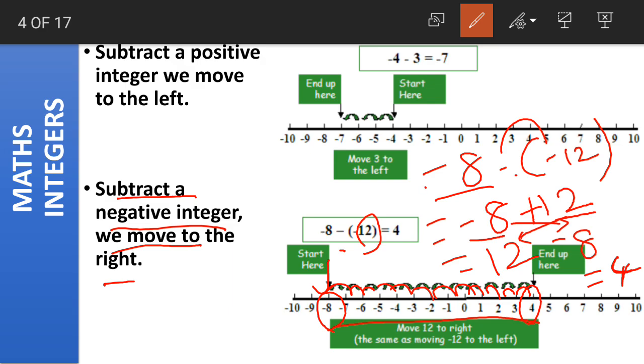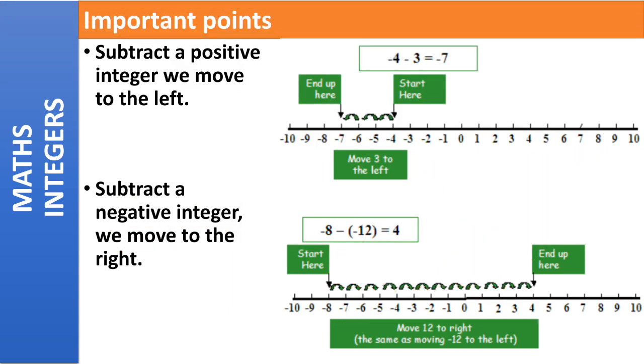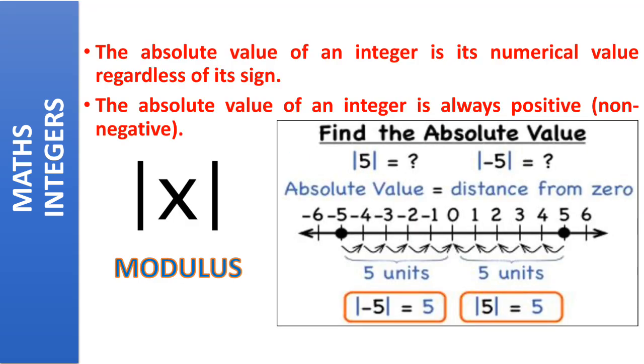Minus 8 minus of minus 12. Minus into minus became plus. Minus 8 plus 12. We are just changing the positions of the numbers. 12 minus 8 is equals to 4. I hope this is clear, because how to add and subtract integers are very basic concepts which you need to understand, because these are very helpful for you in your higher classes as well. These form the basis for many equations and problems you do on integers in your higher classes.